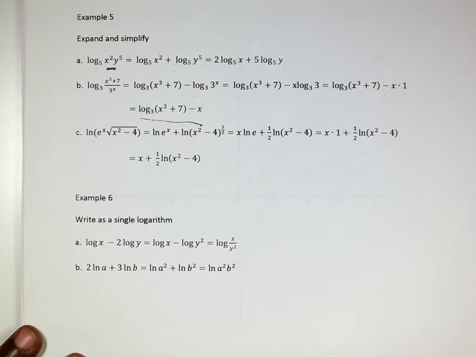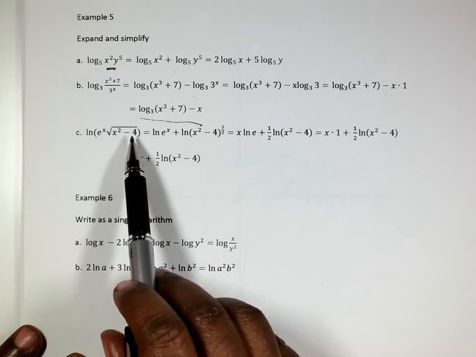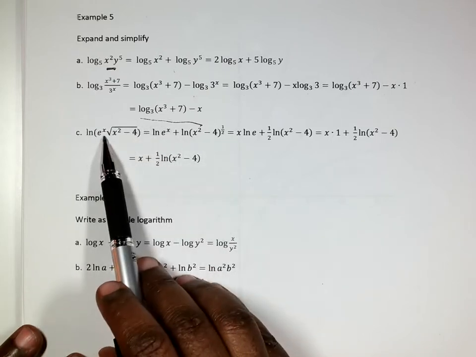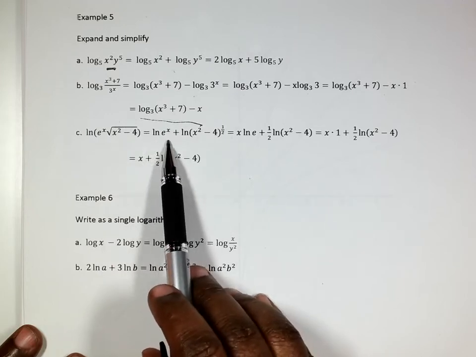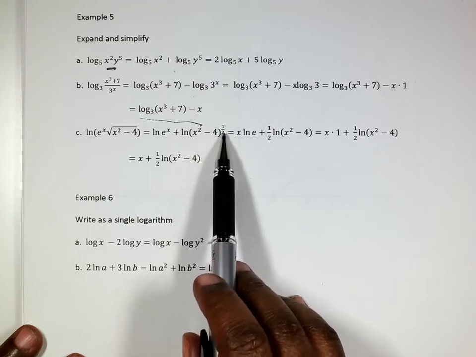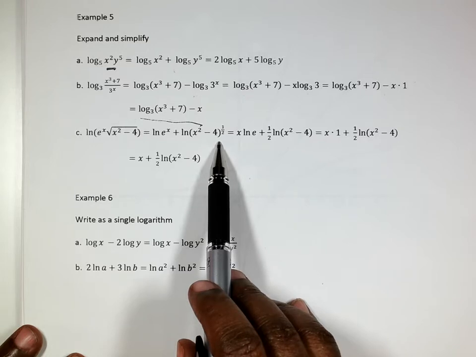Part C, the same thing. Inside that square root, I have two different terms, so I'm not going to be able to separate that in any way, but I can get rid of the exponent. So first, that multiplication becomes an addition, so ln of e to the x plus ln of x squared minus 4 to the 1/2 power, because that square root, we can write as an exponent.